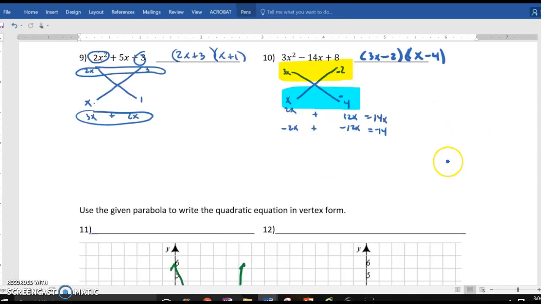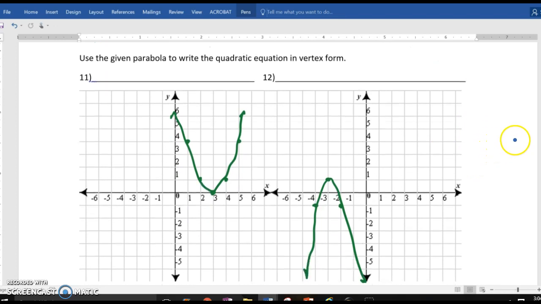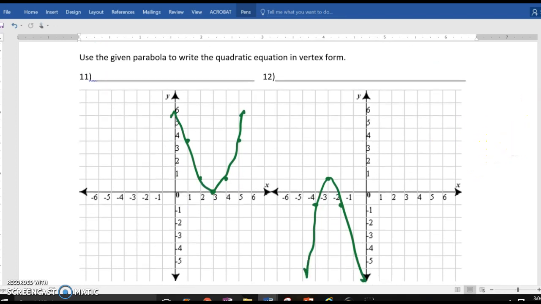All right. Now, it says use a given parabola to write the quadratic equation in vertex form. Remember, to write the function, the first thing we need is the vertex. What is the vertex of this parabola? 3, 0. And all I'm going to do is take it and plug it into the vertex form, which is a times x minus h all squared plus some k, where this is h, this is k.